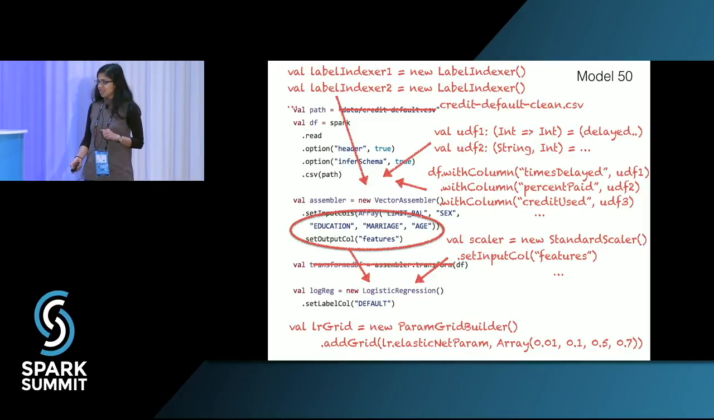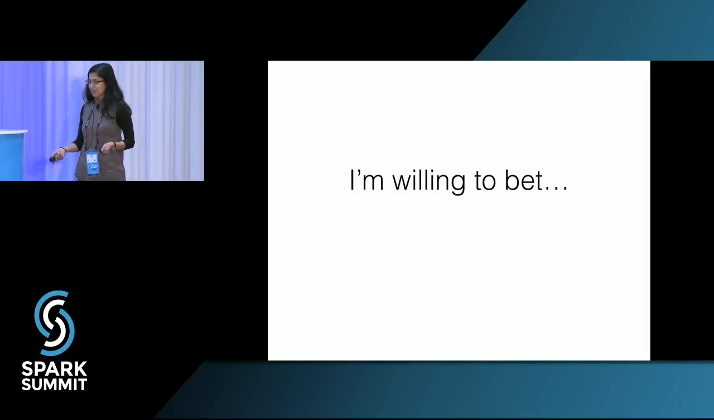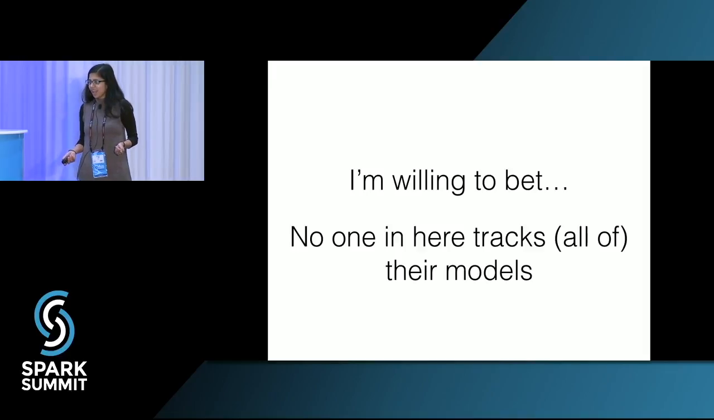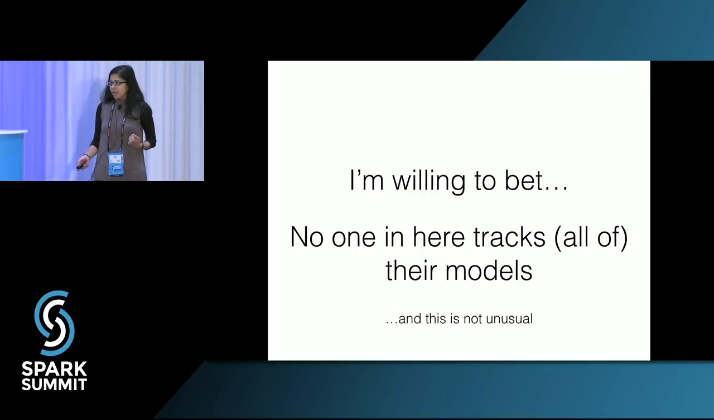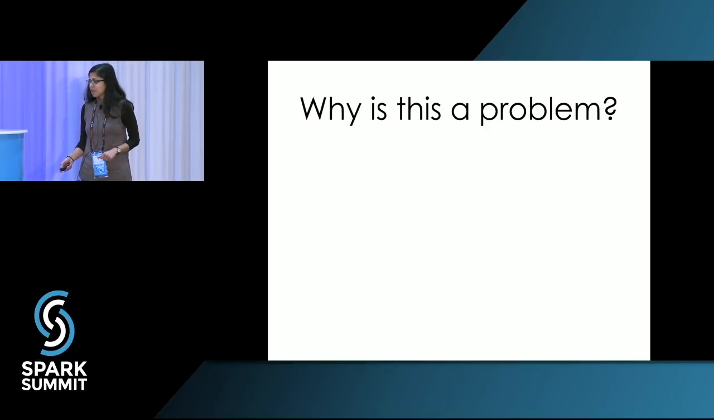All right. So here's the $1 million question, or $50 question. I'm willing to bet $50 that no one in here keeps track of all their models. And when I say keep track, I mean what data sources did you use? What parameters did you use? Where are the results? Where does the model live? What algorithms did you use? And that's not unusual. All the data scientists and ML engineers we talked to said the same thing. Yeah, we wish we could, but not really. I don't do that. And if you think about it, this is a problem.